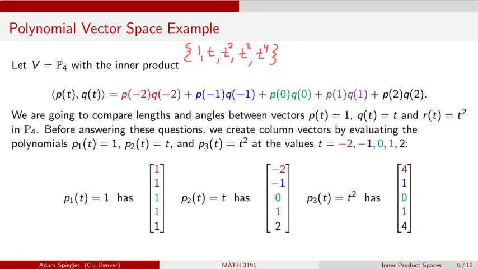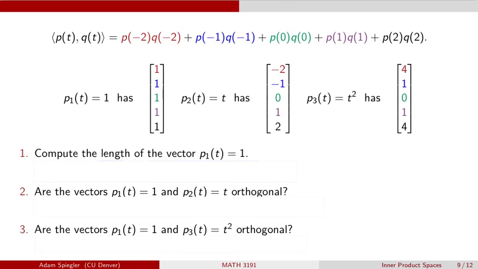And now it's going to be really convenient to work with these vectors, because if, for example, I want to calculate the inner product of 1 with t, you can see that's going to be related to taking the usual dot product of these vectors that we've created by evaluating the polynomials at our values of t of interest. So let's do the calculations on the next slide.